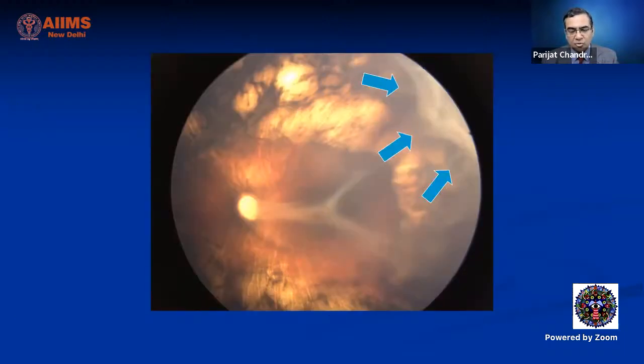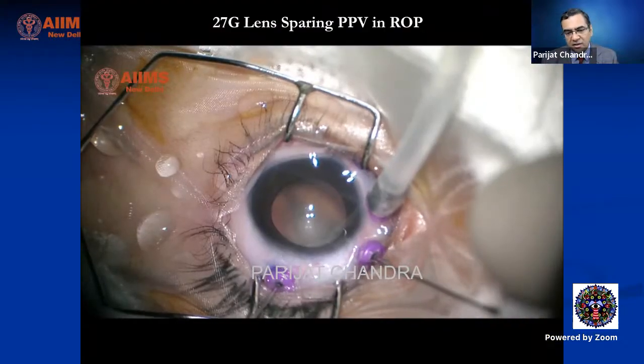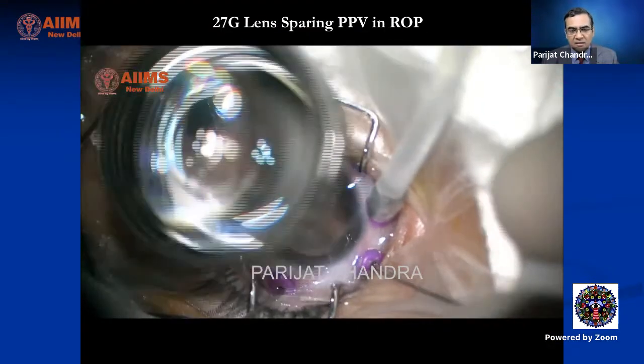Another quick case to show you. This again is a case of someone who has heavily lasered an AROP case, and there's a dense membrane sitting on the macula, and you can see the blue arrows mark where traction is joining the membrane to the peripheral TRD. So this is a 27 gauge vitrectomy which is being done in this case.